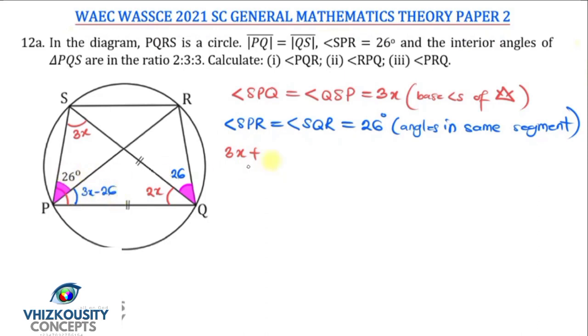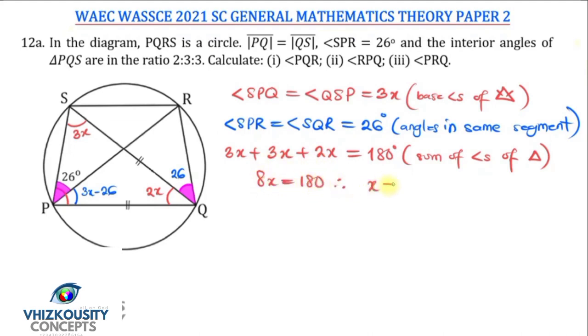The 26 will knock out, so it's also 3x. Then plus 2x, this angle here. The three of them will add up to 180 degrees because they are the sum of angles of a triangle. The sum of angles of a triangle is 180 degrees, and this can help us to solve for x. Plus 3x plus 3x, that is 6x, plus 2x, that's 8x is 180, such that we can just find our x to be 180 over 8.